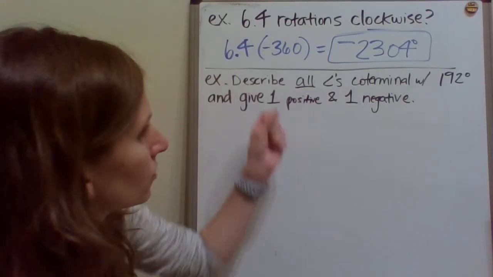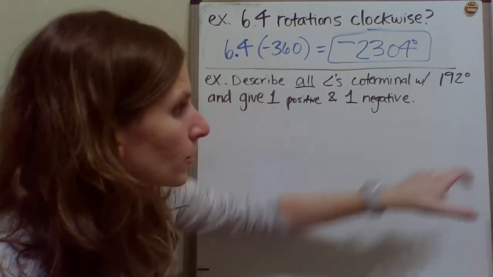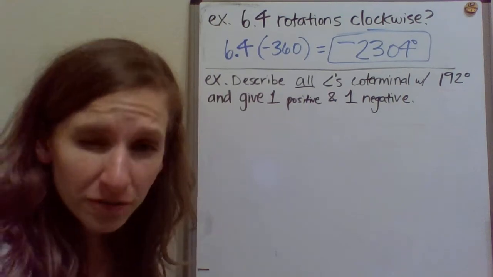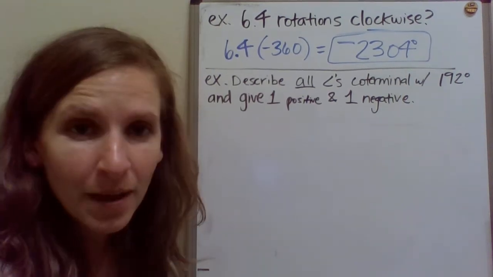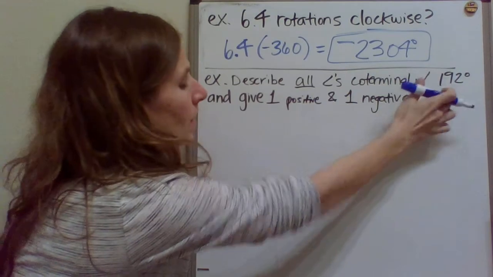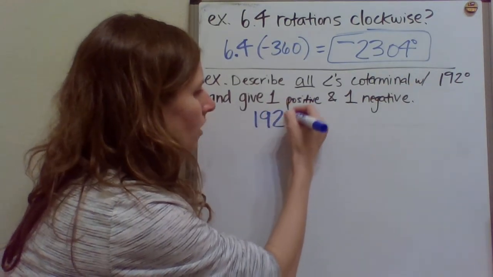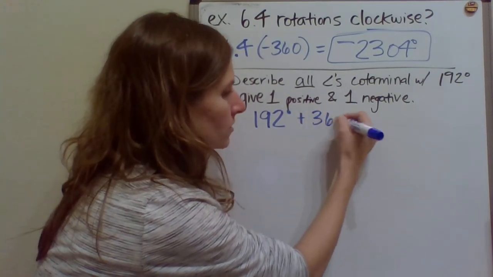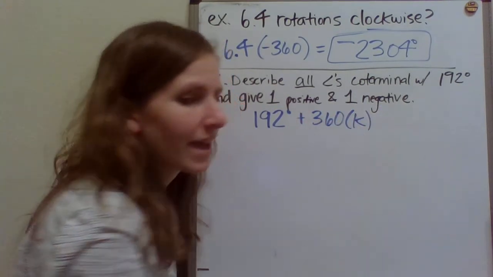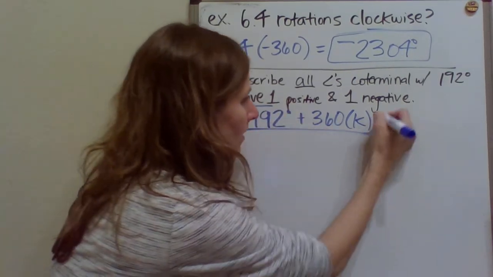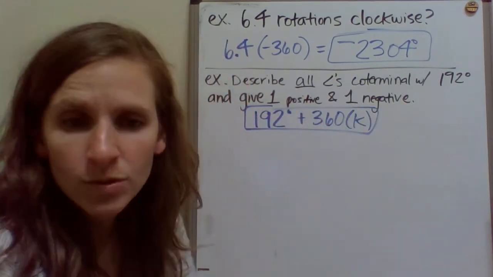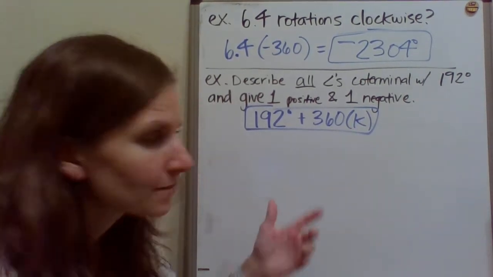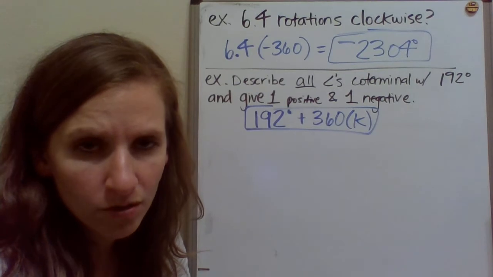So if I ask you to describe all of the angles coterminal, here I'm just using 192 degrees as an example. To list all of them would be impossible because there's an infinite amount. So simply what we need to do is take that 192 and describe all of the other angles simply by adding 360 degrees k. Now, remember k is an integer which could be positive or negative, so that takes care of adding 360 degrees however many times, as well as subtracting 360 degrees as many times.